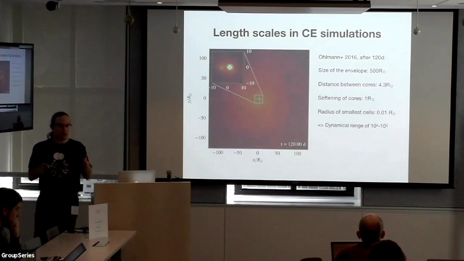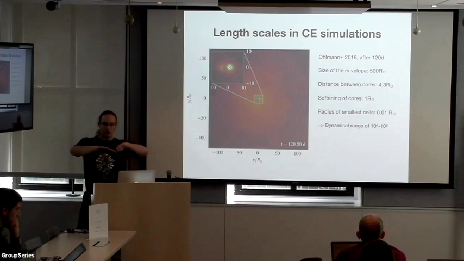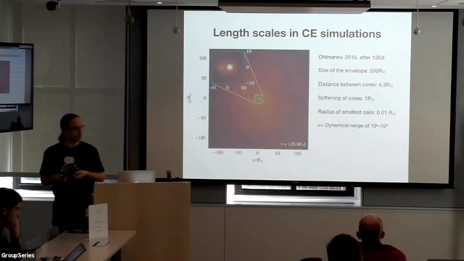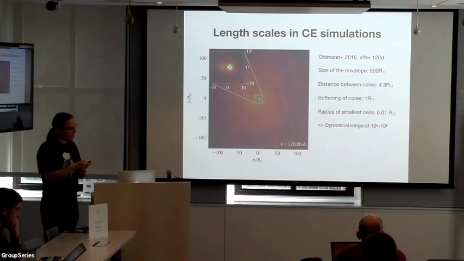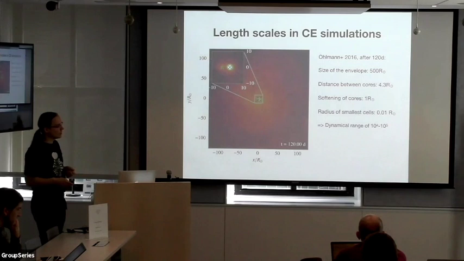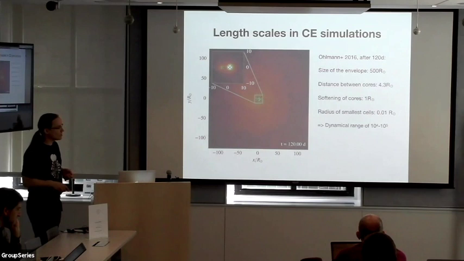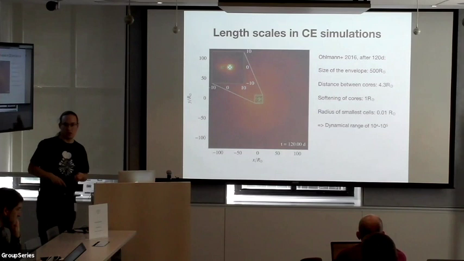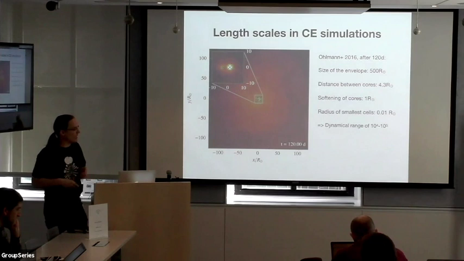At the end of the simulation, the gravitational softening, that's the scale on which you deviate from the 1 over r potential of the cores so that you don't get an infinitely large force in the center, is one solar radius here. And one thing that we found out in these simulations is that you actually have to resolve this scale by quite a few cells to get accurate results, in particular to make sure that energy is conserved reasonably well. I will come back to this point later.